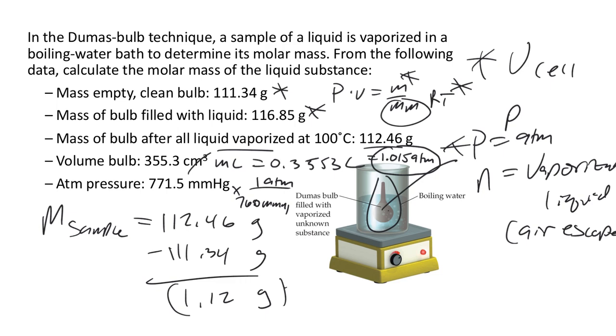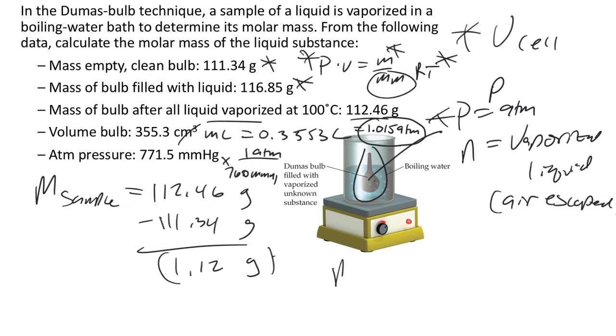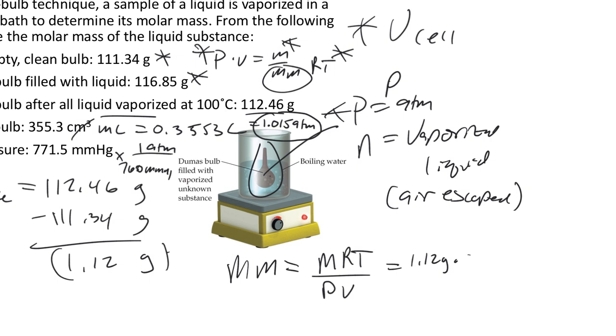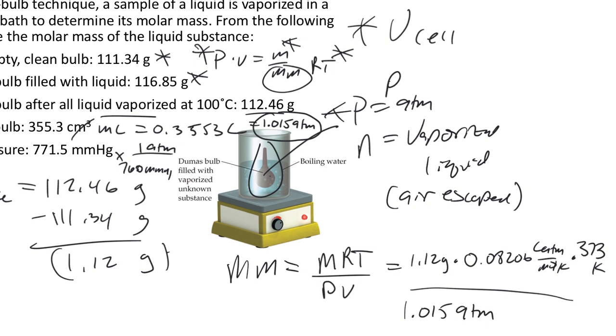All right, so I think we can rearrange for molar mass in our expression here. Molar mass would be equal to mRT divided by PV. So we're plugging in 1.12 grams times 0.08206. We're at 100 degrees C, which is 373 Kelvin. Then we're at 1.015 atm in a 0.3553 liter vessel. So atm cancels, Kelvin cancels, liter cancels, and we're left with grams per mole for our molar mass units.